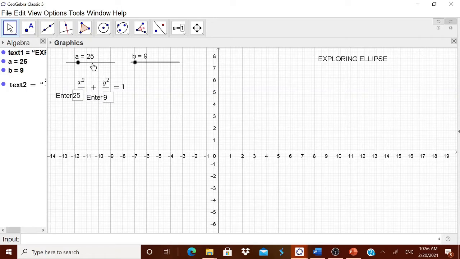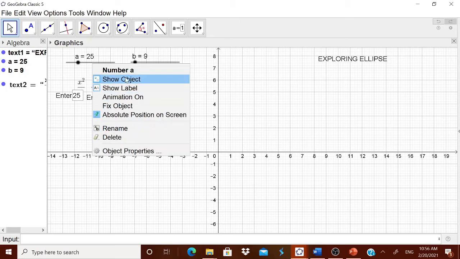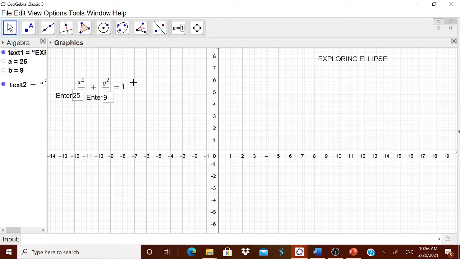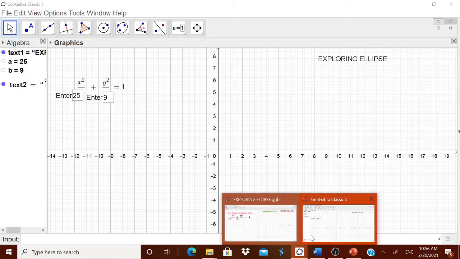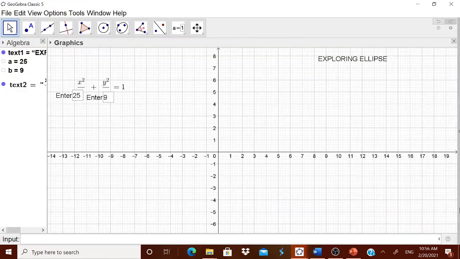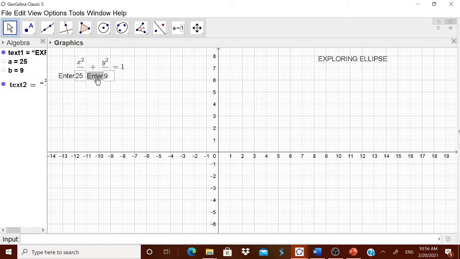Now what you can do is this can be hidden. For example, this can be show object and this can be made show object. You can have a heading. I think already I have typed over here: enter the values to explore the ellipse. Like that you can have some instruction to the children. Okay, I will put it over here, I will put it here and I will put it here.